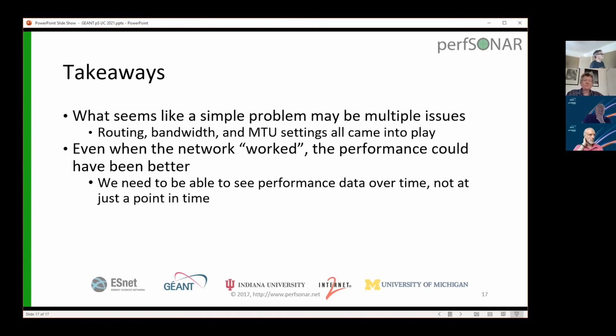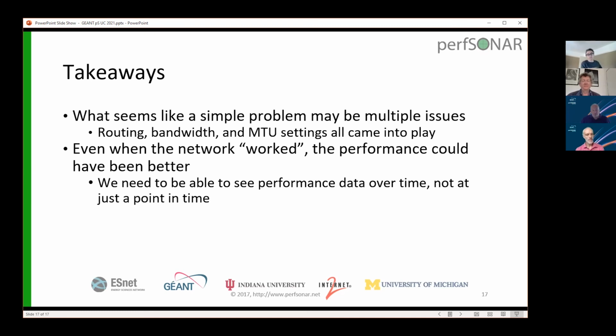And perfSONAR helped us go through and pick out each of those individual problems. And as we'd fix one, we'd move on to the next one, which I guess working with networks is kind of like being a plumber. If you've ever replaced old pipes, you know that as soon as you touch one rusty old pipe, the next one down the road breaks. And this problem kind of felt like that. So eventually we had to do a lot of plumbing to get this fixed. And even when the network, quote unquote, worked, the performance could have been better. The researcher had never been able to get 600 megabits worth of throughput.